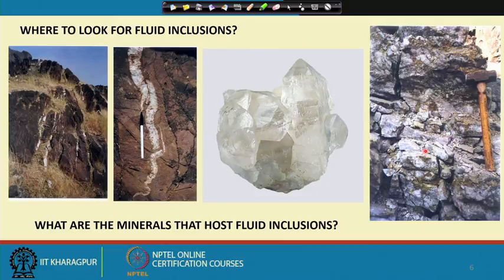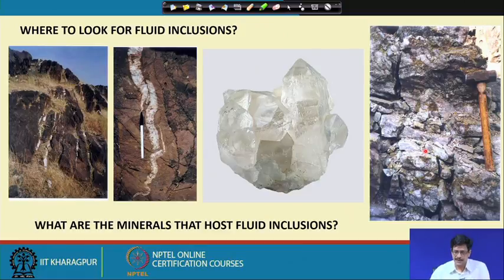Okay, so here are some examples. If we want to know where these fluid inclusions can be found, and in what kind of materials, the possibilities could be infinite, and the information available in the public domain could be enormous. I have picked a very small number of examples from where fluid inclusions could be studied, and we would rather intend to study fluid inclusions in such situations.